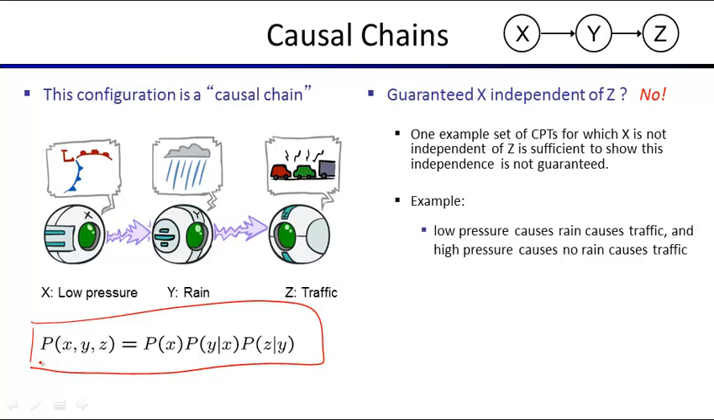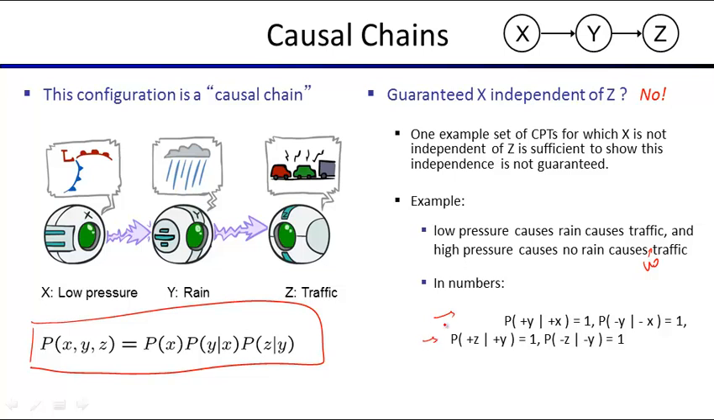What's the example? Well, low pressure causes rain, causes traffic, and high pressure causes no rain, causes no traffic, let's say. In numbers, these are the numbers we put in. The conditional for y given x, so over here, z given y over here.